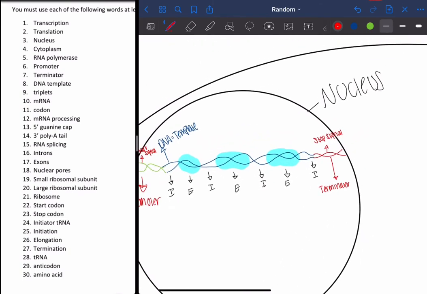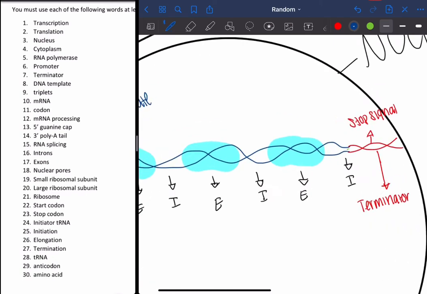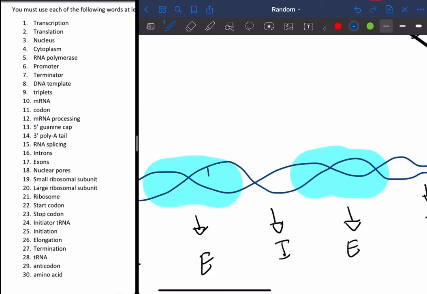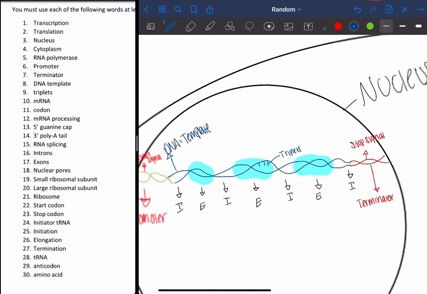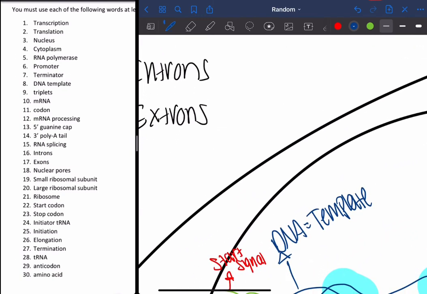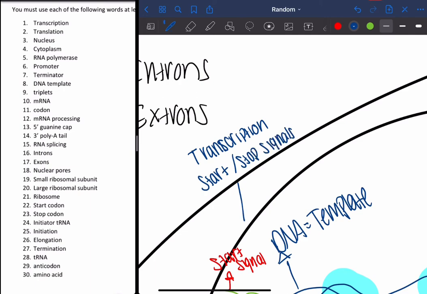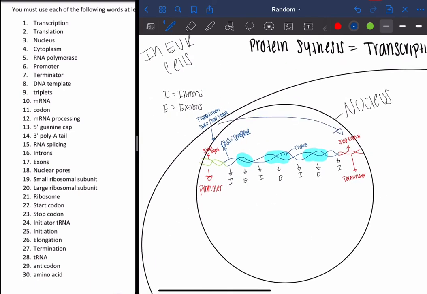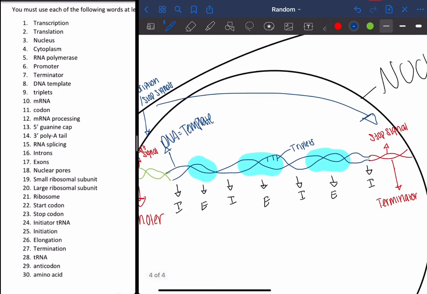So in our DNA, we also have something called triplets. That's something I want you to keep in mind. Our promoter is the start signal of transcription. So we're going to put that on the side, together as part of the DNA sequence.